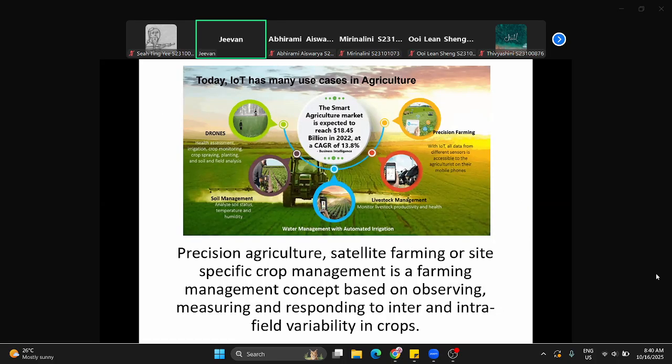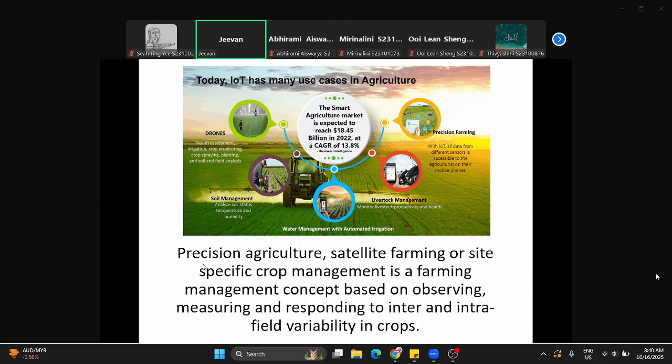And another very important thing is that in today's world, IoT has many uses in agriculture. So what are the uses of IoT? Drones are there, soil management can be improvised, water management, livestock management, and precision farming. So all these are smart agriculture methods. Okay, the smart agriculture market is expected to reach 18.45 billion in 2022.